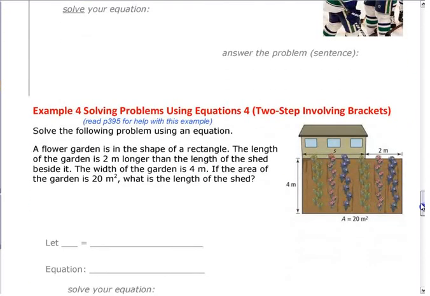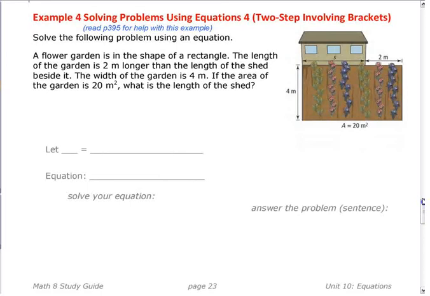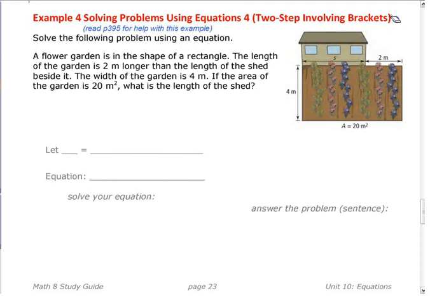Okay. There's one more equation here. Notice that this is 2 steps involving brackets. The process is going to be exactly the same. Okay. We're going to do this last one, and then you can work on getting those show-your-work questions done. Okay. So last thing here.